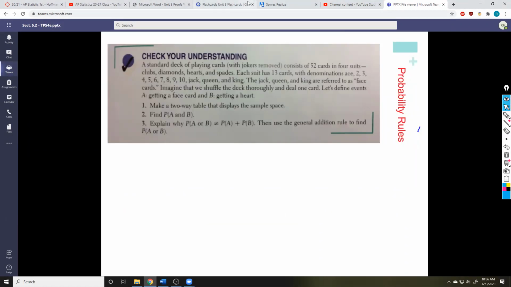So we all know that we have 52 cards in a deck. There are 4 suits. We have hearts, diamonds, clubs, and spades. Jack, queen, and king are called face cards because they have faces on them. Sometimes they're also called picture cards because they have pictures on them. But usually they're called face cards.